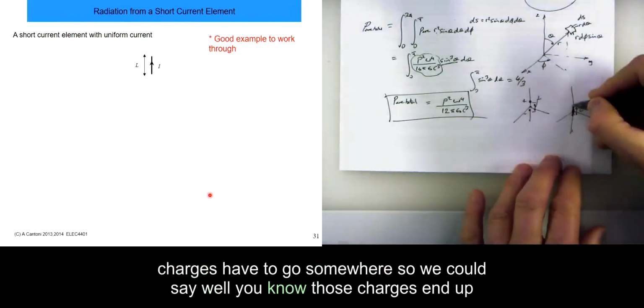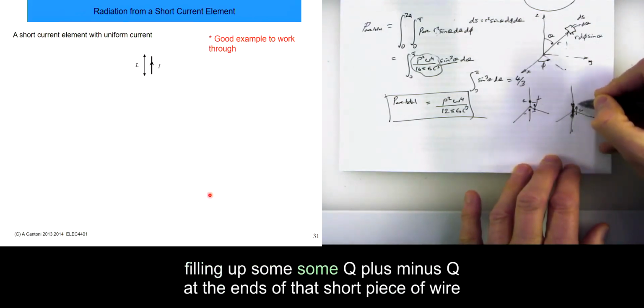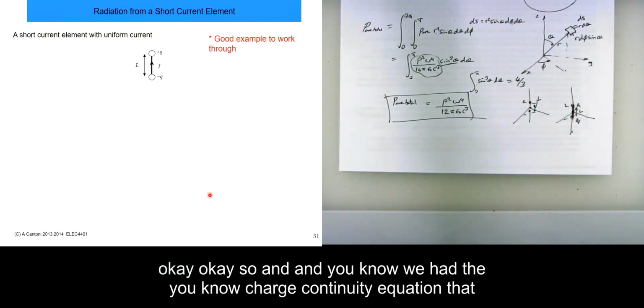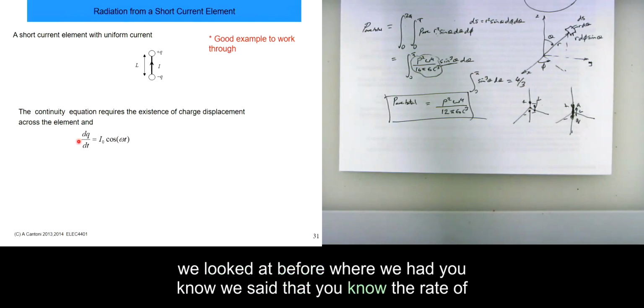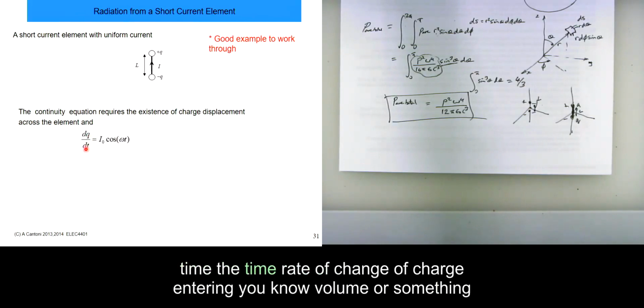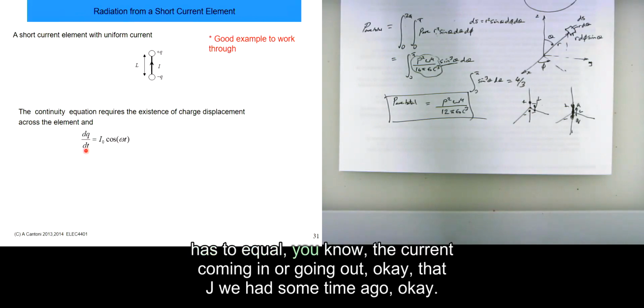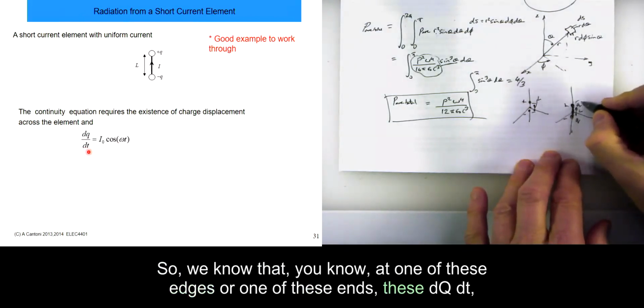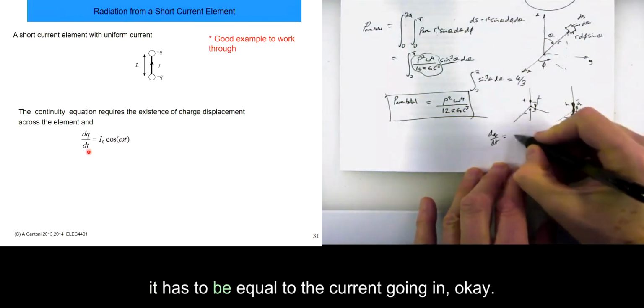So we could say those charges end up filling up some plus or minus Q at the ends of that short piece of wire. We had the charge continuity equation that we looked at before, where the time rate of change of charge entering a volume has to equal the current coming in or going out. That's J, which we had some time ago. So we know that at one of these ends, dq/dt has to be equal to the current going in.